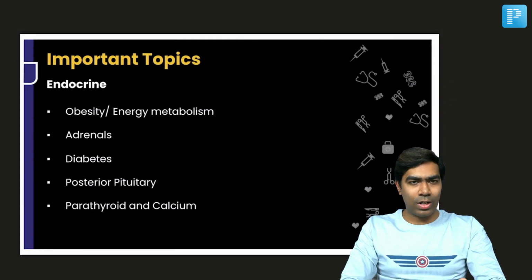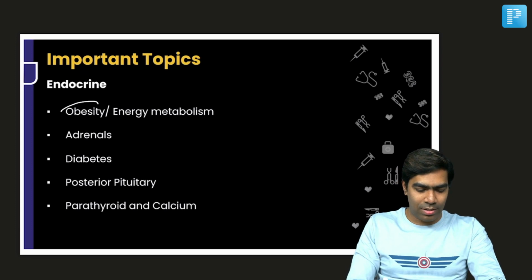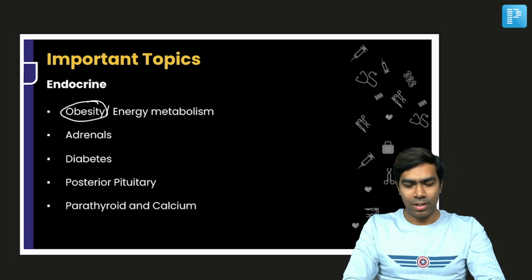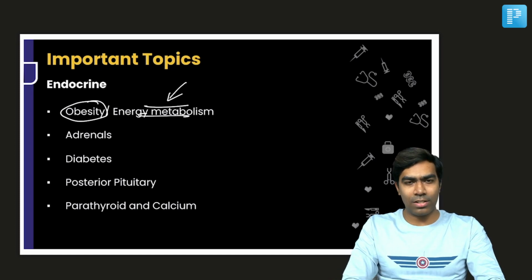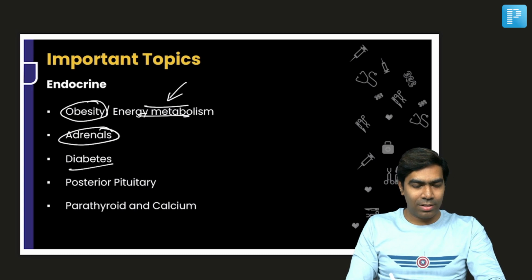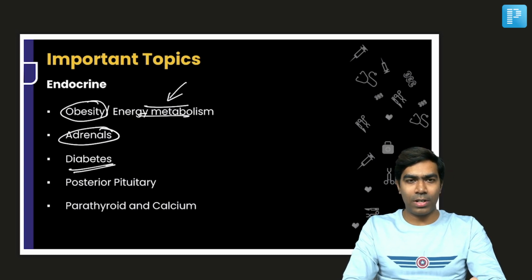When it comes to the endocrine section, the obesity part is a very, very common target in your exams, and the energy metabolism, including the basic physiology that's given in Harrison, is extremely important. And the entire adrenal and its physiology and pathology is extremely important. Diabetes, needless to say, is such an important topic, and the recent ADA guidelines should be at your fingertips.